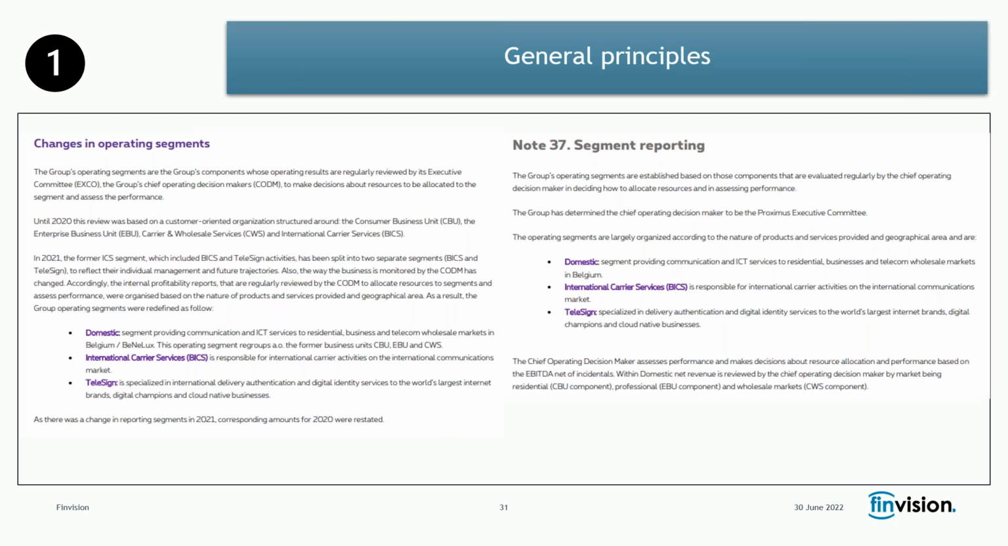Again, who is the group? In this case, the chief operating decision maker is a group, which is the Proximus Executive Committee, and they have three reportable operating segments: domestic, international carrying, and telescience. And they also explain how they look at it from a point of performance, which is EBITDA. But I will come back on that also.